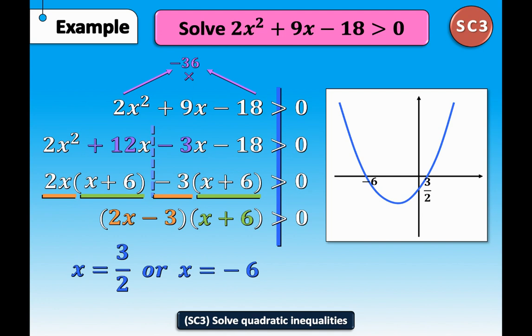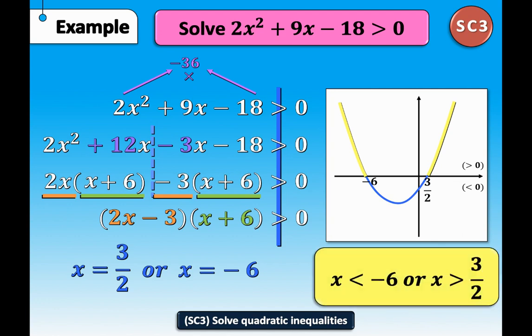This time we want to solve the quadratic when it's greater than 0. So the greater than means we're looking at the part of the graph that's above the x-axis. So the part of the graph that's above the x-axis are these two parts. So we're going to give our answer in two parts. The first part is x less than minus 6. And the second part is x greater than 3 over 2. So we'd give our answer like this.